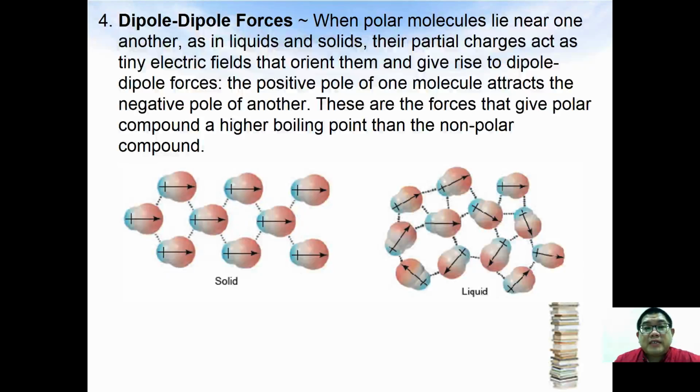The next force is the dipole-dipole force. When polar molecules lie near to one another, as a liquid or a solid, their partial charges act as a tiny electrical field that orients them and gives rise to dipole-dipole forces. A positive pole of one molecule attracts the negative pole of another. So these forces give polar covalent compounds a higher boiling point than non-polar compounds. No matter whether it is in solid form or liquid form, the partial positive will always interact with the partial negative.